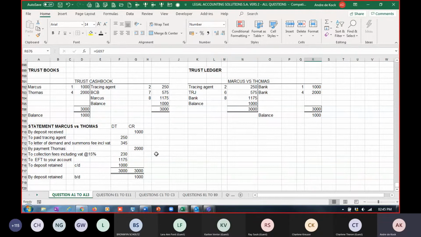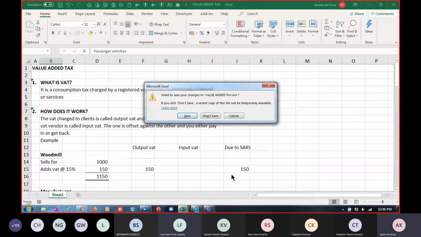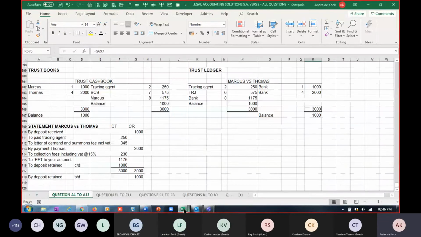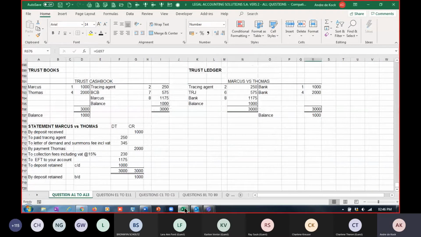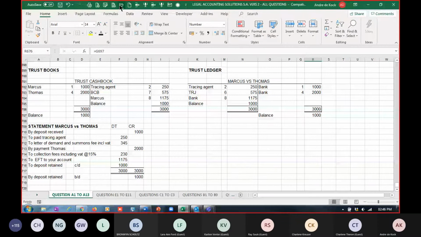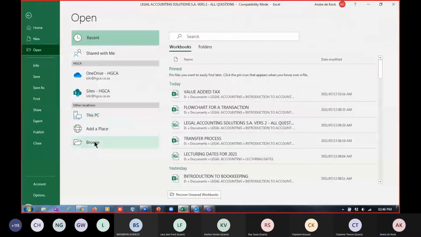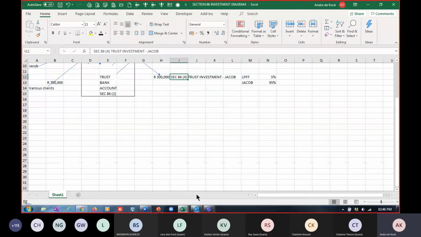Anyway, that brings us to the end, and now we're going to move on to section 86. Let's just have a look at what this is all about. I'm just going to get rid of that, and this one as well. I'm not going to keep this. Don't save. We've got the legal and the flow chart for the transaction I'm going to keep, but now I want to open something else up. Browse. Okay, I'm going to open that.